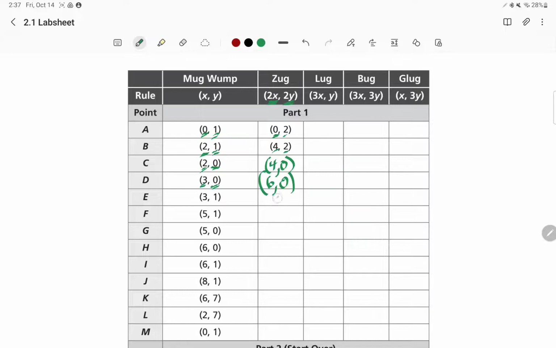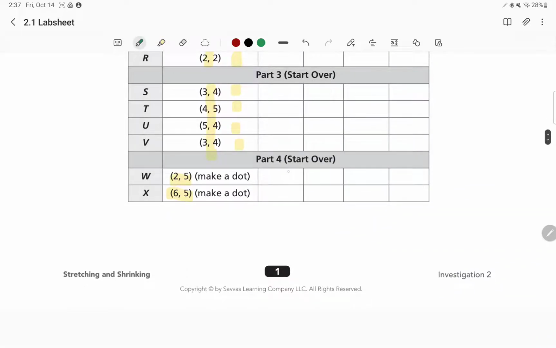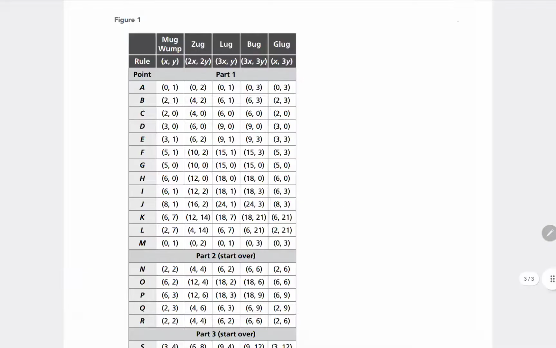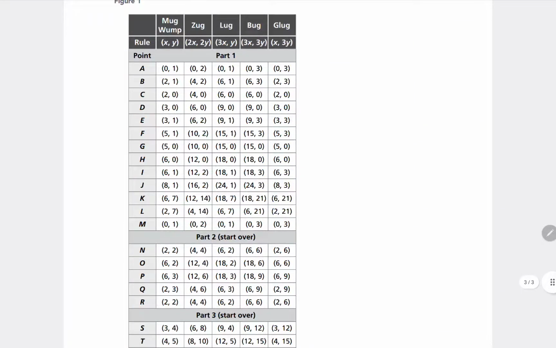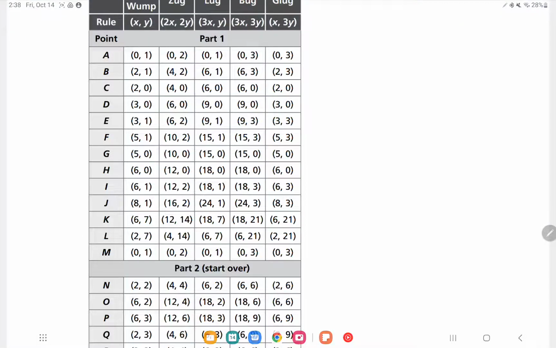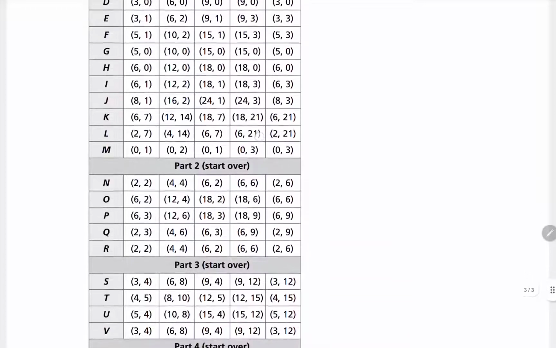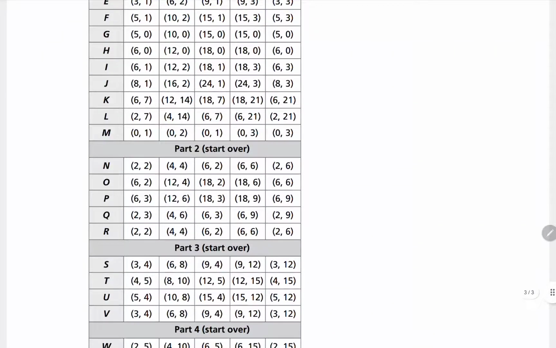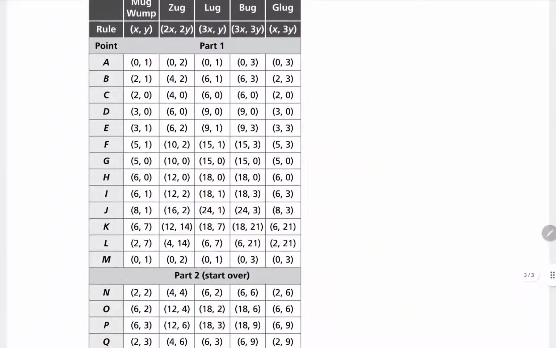Go ahead and pause the video and finish up that column. All the way down to the very end right here. Okay, so for Zug, this is your column right here. Go ahead and check your answers on all of these. Make sure that it's accurate. Pause the video as you need to, but you're just multiplying all of Mug's coordinates by 2. Everything's being doubled.